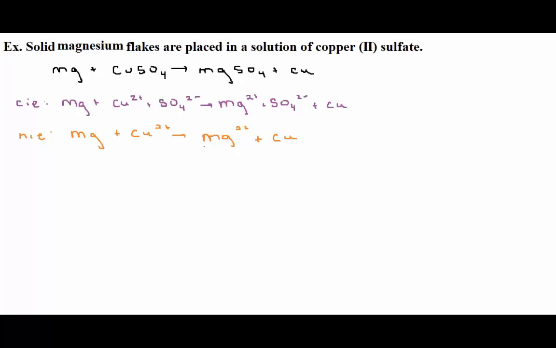If we now apply the concepts of oxidation and reduction, magnesium, going from no charge to a 2+ charge, lost electrons, which means it was oxidized. Copper, going from a +2 charge to having a neutral charge, gained electrons, which means it was reduced.